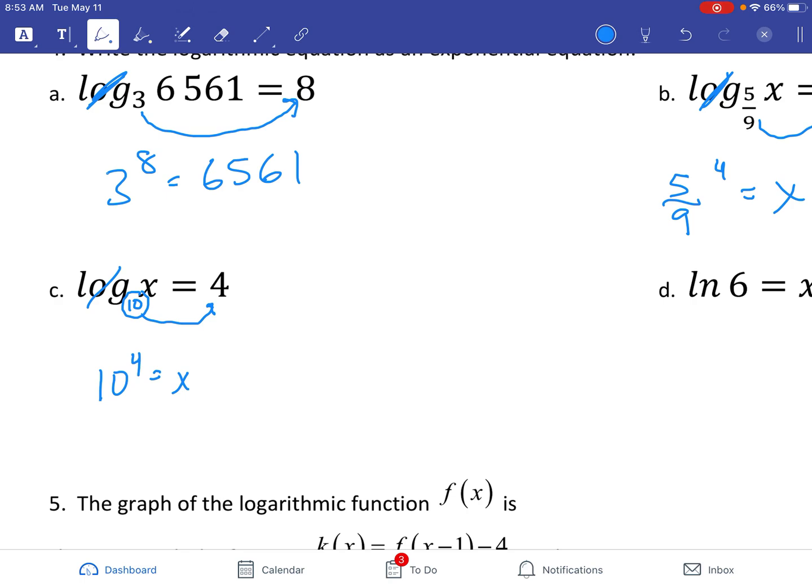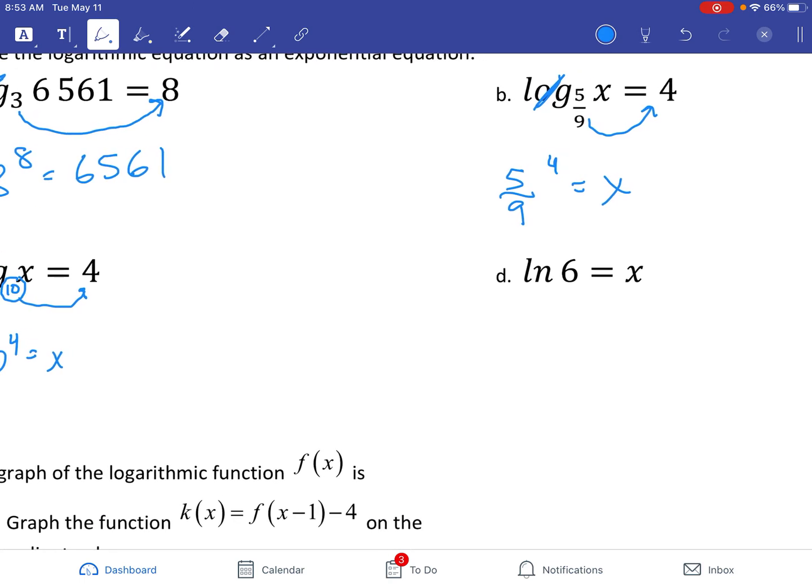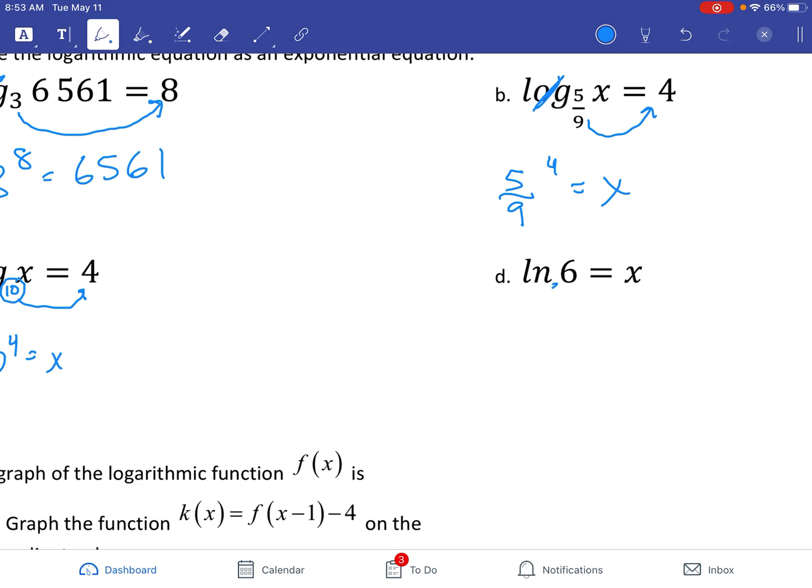Equals x. Also in the notes we talked about natural logs. Natural logs automatically have a base of e. So you get rid of the natural log. The e becomes the base of the exponent x, which equals 6.